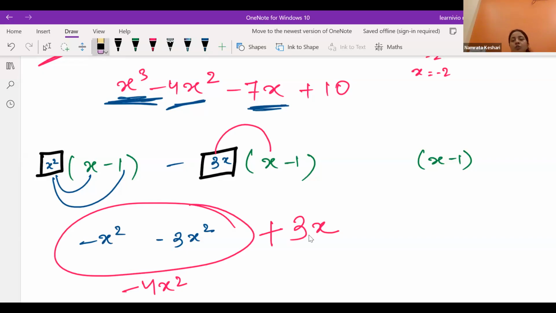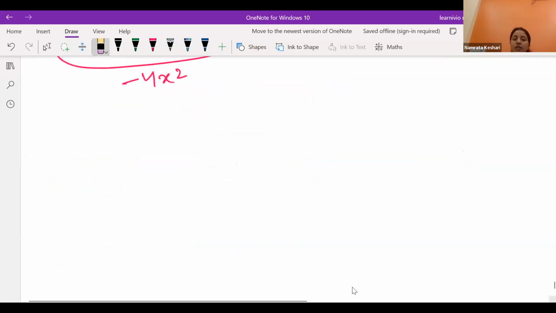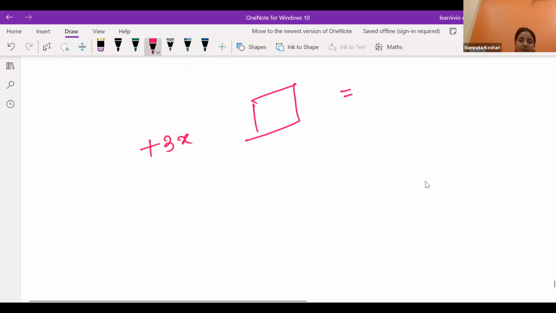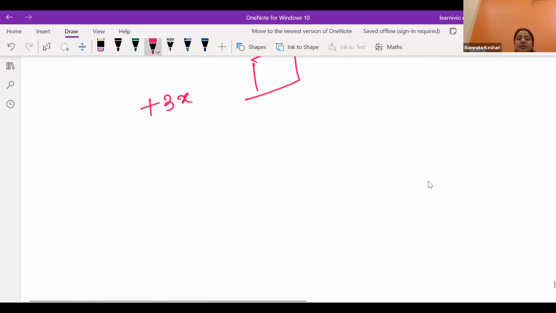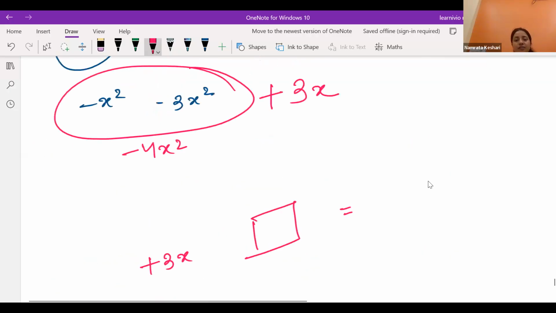So plus 3, what shall we do with plus 3? See, you should write in the rough part like this. Plus 3x, and what shall you do over here to get minus 7x? Can we say we need to take minus 10x? Yes or no? Yes, ma'am. Are you getting it, LF? Yes, ma'am. Okay, a little bit of understanding is required.